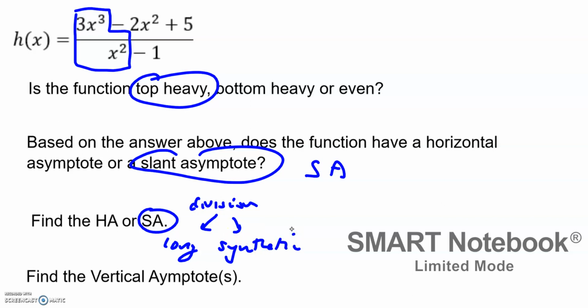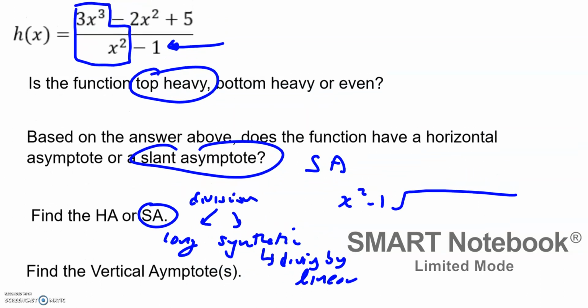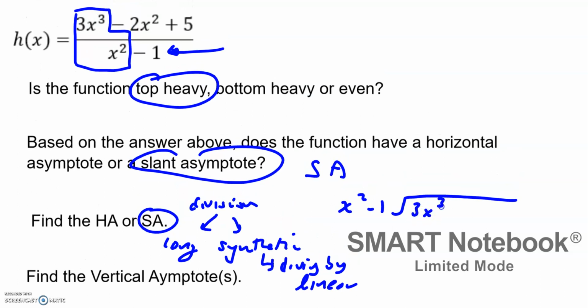Now, the only time you can do synthetic division is if you are dividing by something that is linear. In this case, are we dividing by something that's linear? Unfortunately, no. We're dividing by something that's quadratic. So we have to do long division. X squared minus 1 into 3x cubed minus 2x squared. Now here we are missing a placeholder, so you have to put plus 0x plus 5.